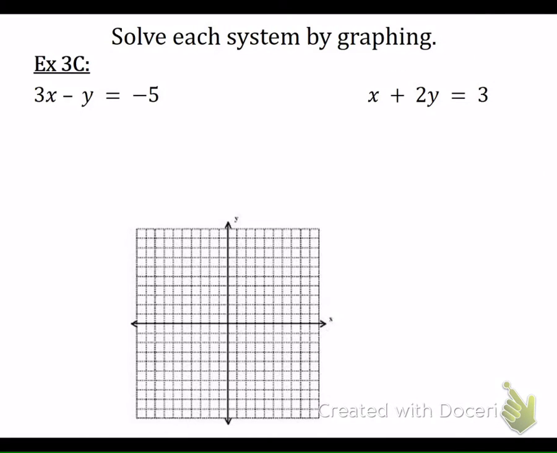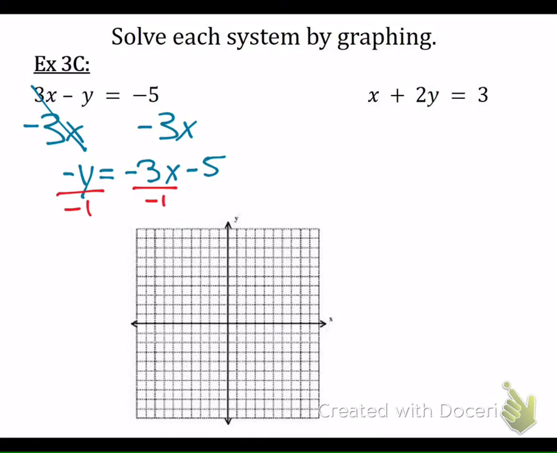All right. Example 3, part C. All right, what now? I'm going to subtract 3x from both sides. So I have negative y equals negative 3x minus 5. Then what? Yeah, divide everything by -1. So y equals 3x plus 5.